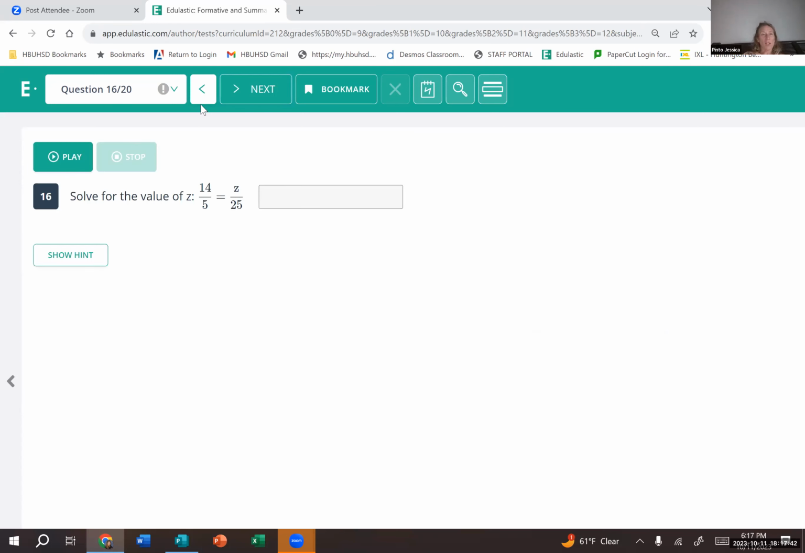Oh, proportions. Okay, let's solve this proportion. Okay, so I'm gonna have, oh, this is the kind where you times by 5. So I need to do 14 times 5. So the answer is 70.